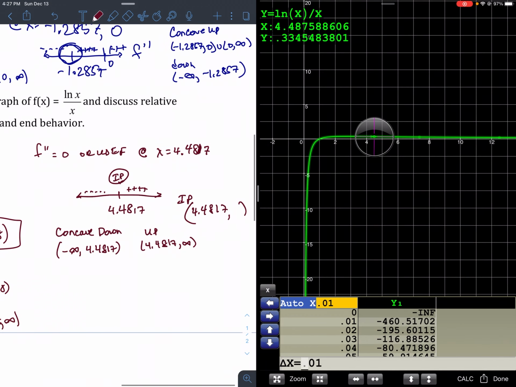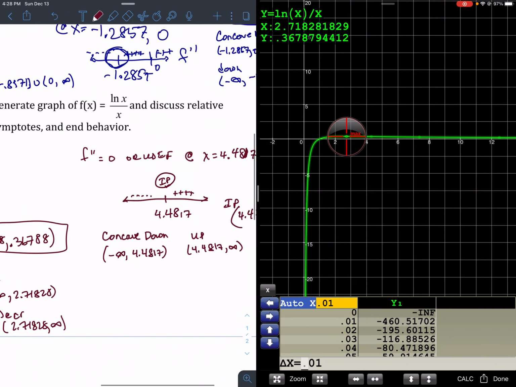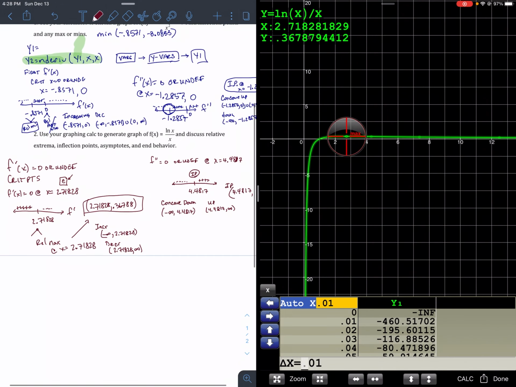All right, and if you look at the original, you could tell that yes, this is where you do have that inflection point happening, where you're changing concavity from concave down to concave up. And then, yep, you do have that maximum that occurred right there that we had found at 2.71828. All right, so that's how we do that.